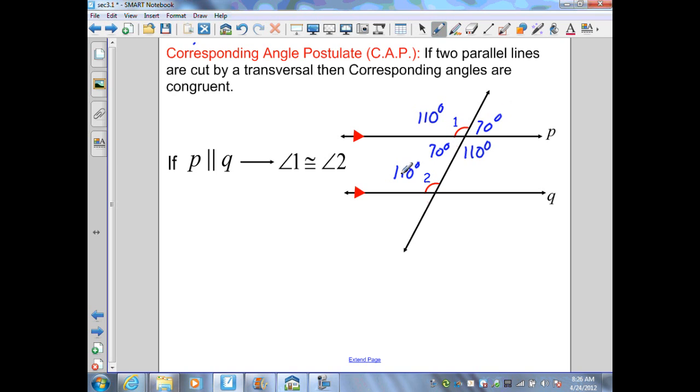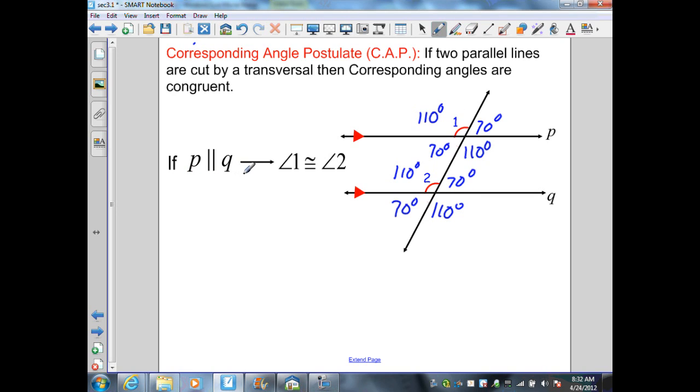Again, I can do the similar process on the lower section. Vertical angles are congruent, so this is 110 degrees. Linear pairs make this 70 degrees, and again, vertical angles are congruent. Now that I've filled in all the measures of my angles in this diagram, I can see all sets of corresponding angles are congruent: 110, 110, 70 and 70, 70 and 70, 110 and 110. Therefore, we can see that the corresponding angle postulate is a very powerful theorem.